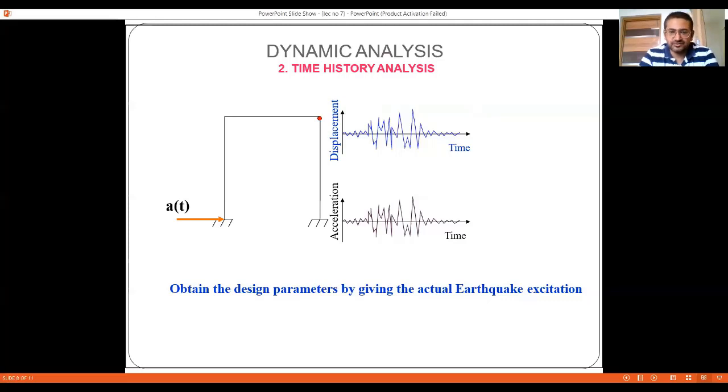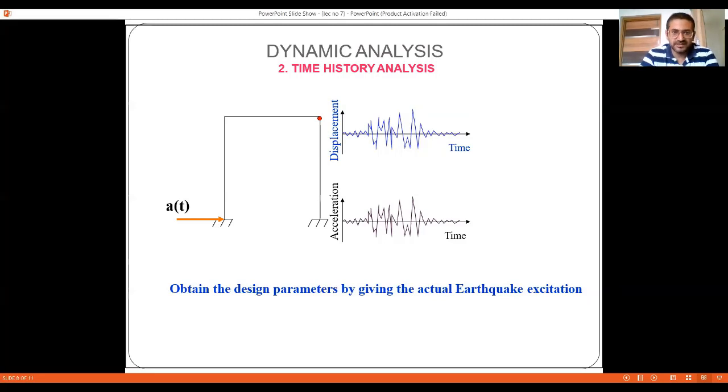Why is it going to be more accurate? Because the actual spectral acceleration of the site on which the particular structure is proposed to be constructed has to be worked out, and for that site-specific spectral acceleration the structure is to be designed by considering the forces that are likely to act on it at the time of the earthquake.